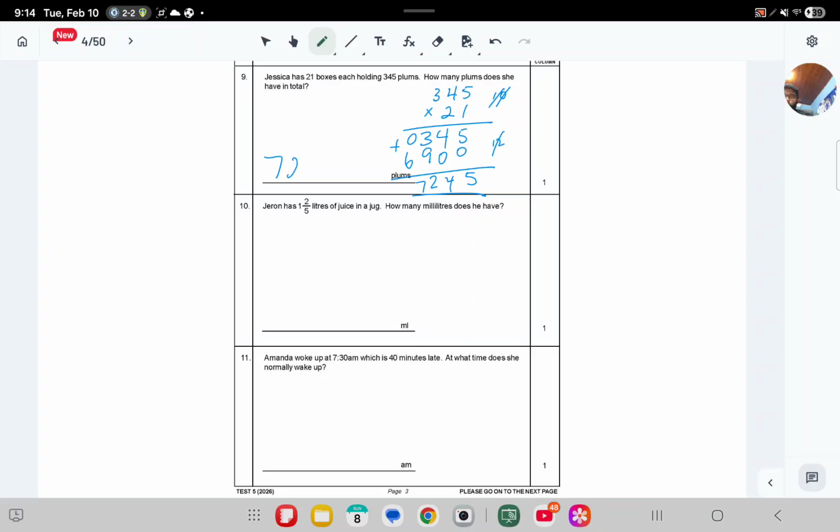So you have 7,245. Number 10, Jaron has 1 and 2/5 liters of juice in a jug. How many milliliters does he have?